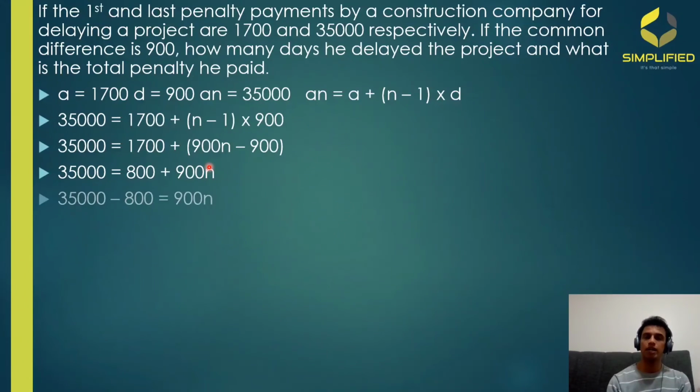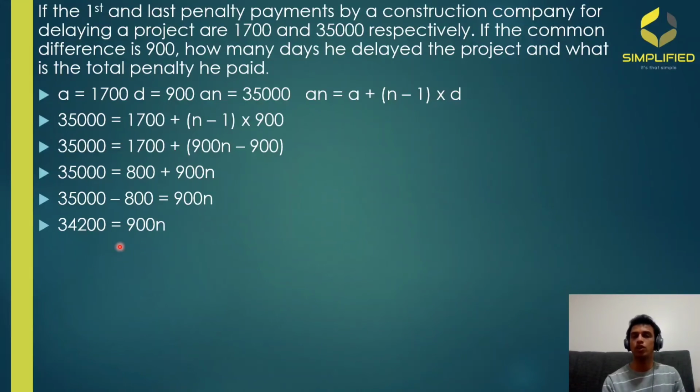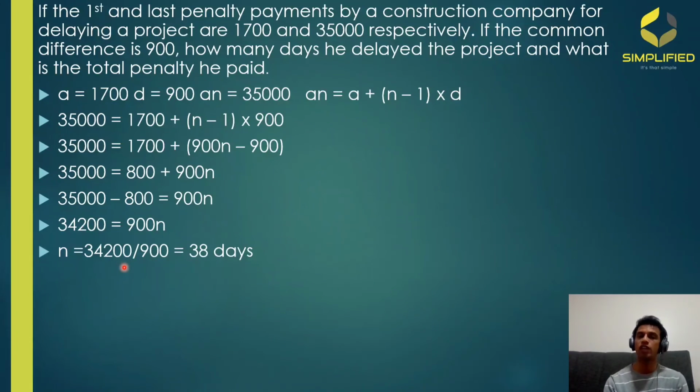Okay, in the next step, we are going to take this 800 to the left hand side to make sure N terms are on one side and the other numbers on the other side. So 35,000 minus 800 is equal to 34,200 is equal to 900N, which means that N is equal to 34,200 divided by 900, which is equal to 38 days. So now we got the answer. He delayed the project 38 days.